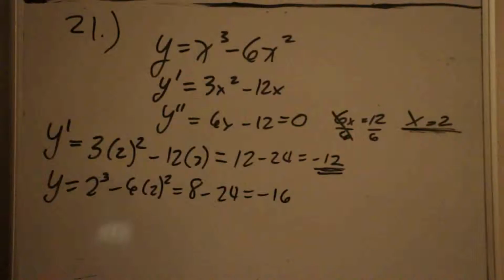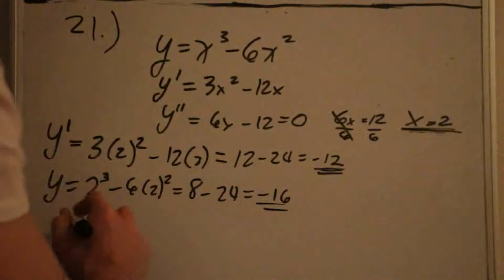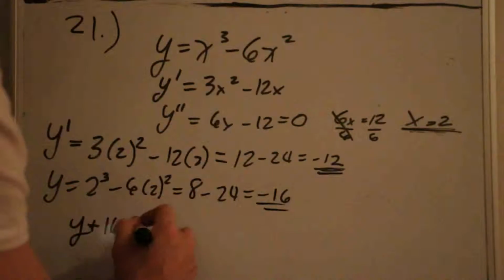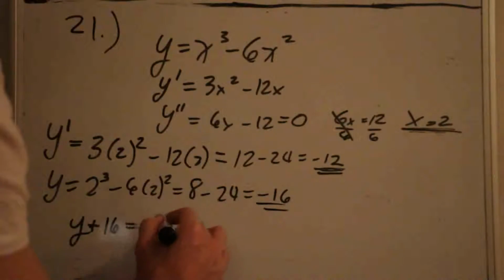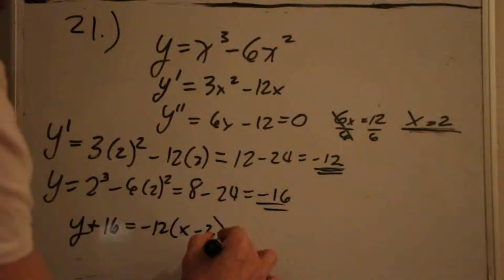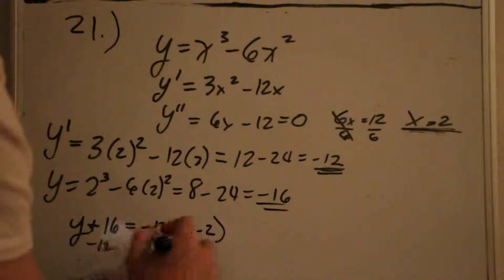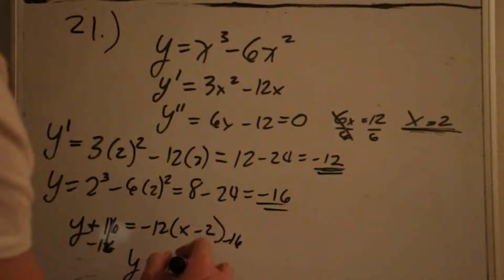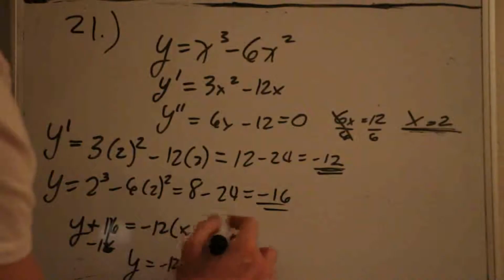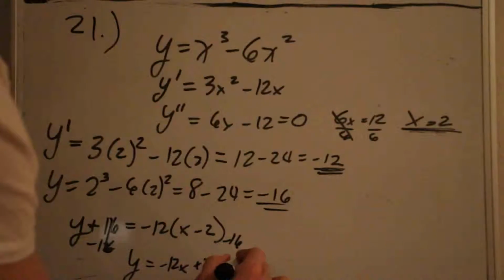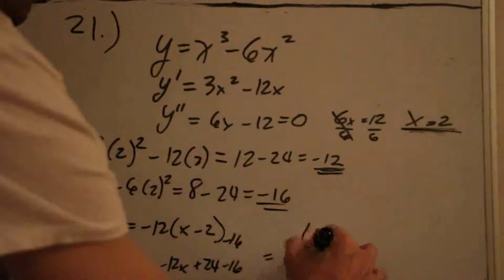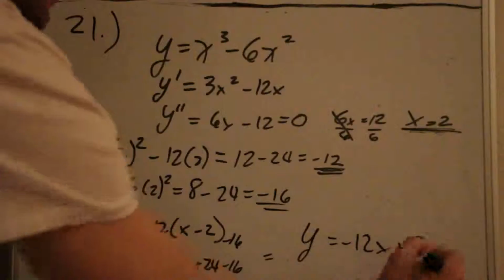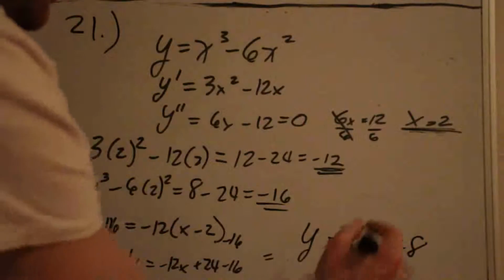I have my x value, my y value, and my slope, so I can plug that into point-slope form. y minus y1, or y plus 16, equals my slope, negative 12, times x minus 2. Subtract 16 from both sides: y equals negative 12x plus 24 minus 16. 24 minus 16 is 8, so y equals negative 12x plus 8. That is my final answer, and that is A.